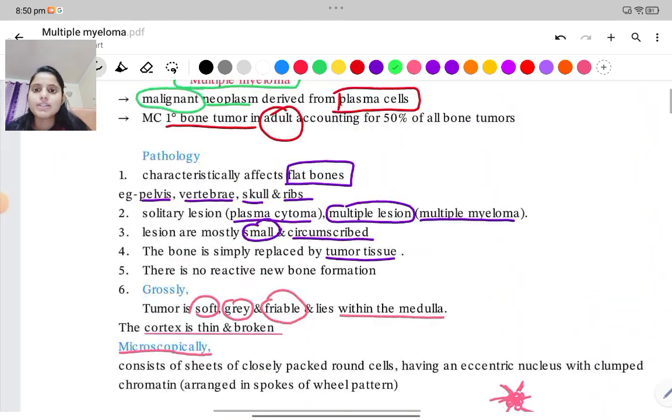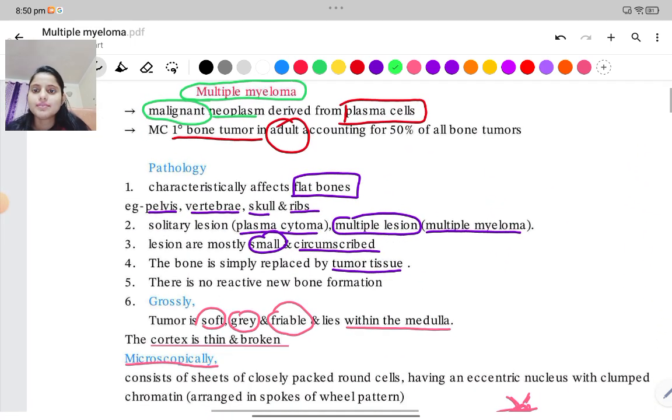So, multiple myeloma, this is the malignant neoplasm which is derived from the plasma cells. This is the tumor which is derived from the plasma cells and this is the most common primary bone tumor in the adult.